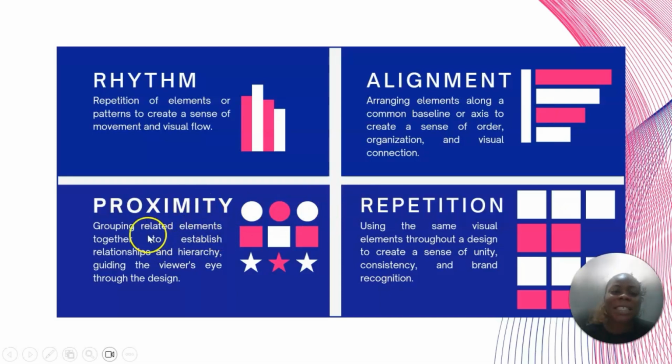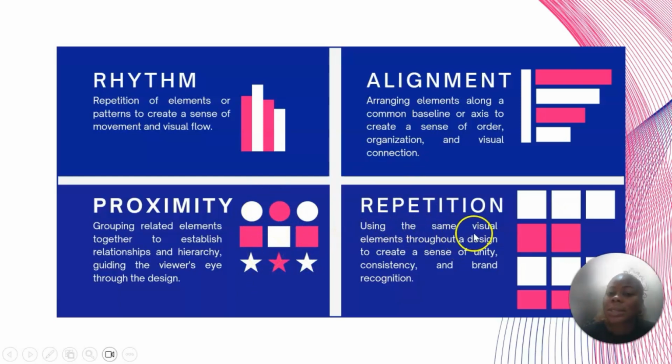And then we have proximity, grouping related elements together to establish relationships and hierarchy. So you just are able to guide the viewer's eye through the design. So you see this proximity, there's this space, there's this space, there's this space, and there's this space as well. So there's a proximity between them.